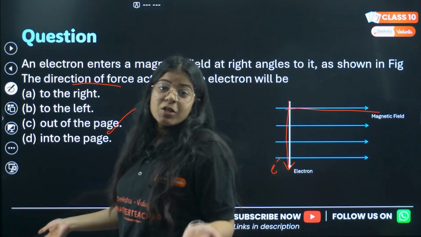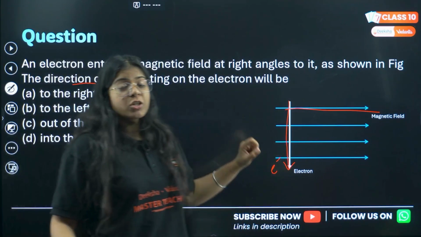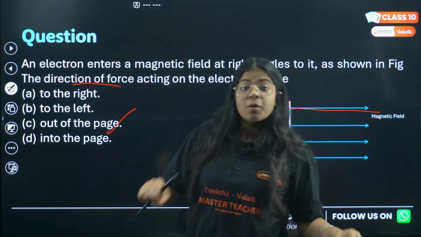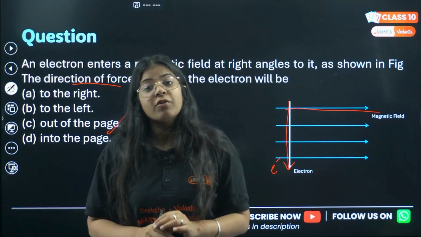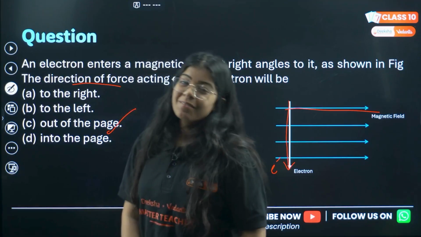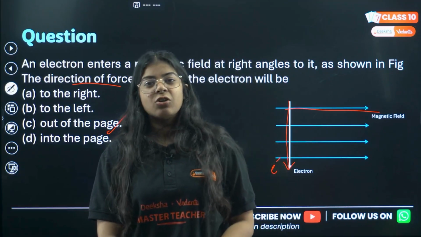Hence, a very important question. This kind of question has come in previous years' questions in your 10th boards. So do not forget to revise Fleming's left hand rule and do the PYQs. These are very important, okay? PYQs are like your Ramban.